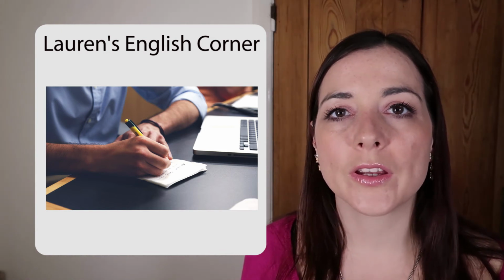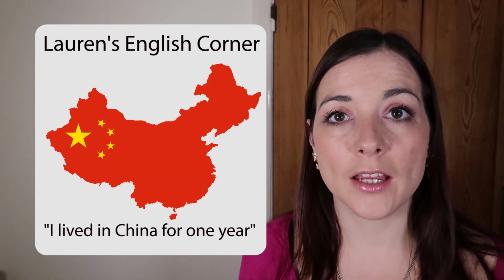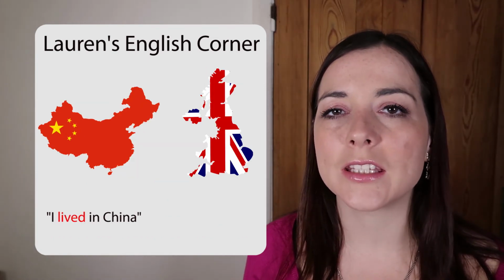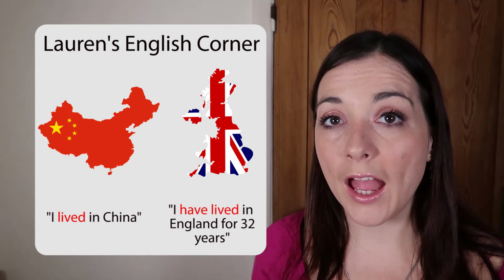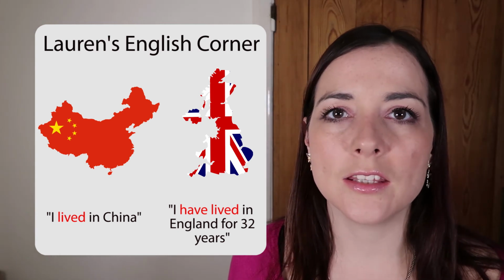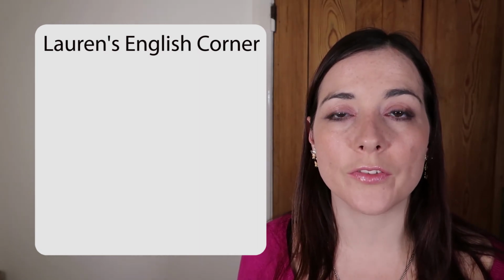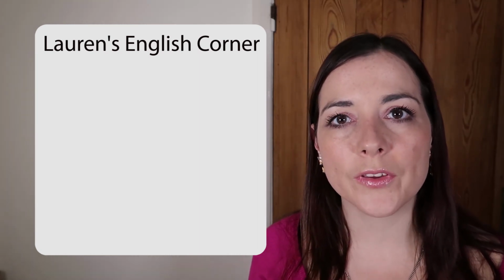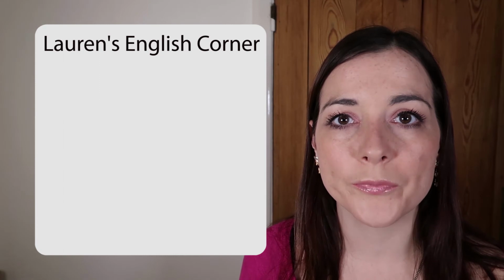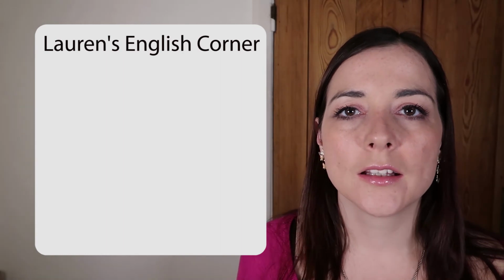So, for example, if you lived in another country for a short time, I lived in China for 1 year in 2012. So I can say I lived in China, but I would say I have lived in England for 32 years. So get your students, or if you're a student yourself and you want to practice, write down some sentences of finished actions, things that you no longer do, that are no longer true, and then make some sentences of things that are still true using that pattern.